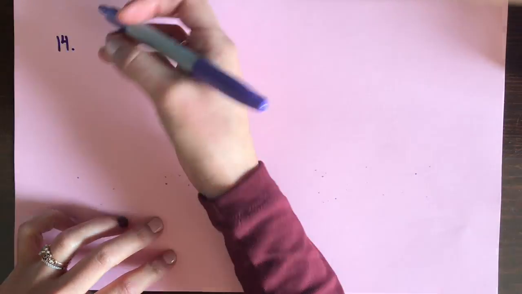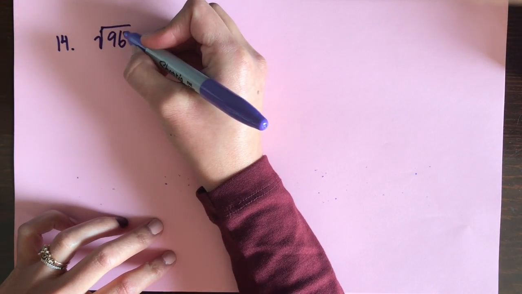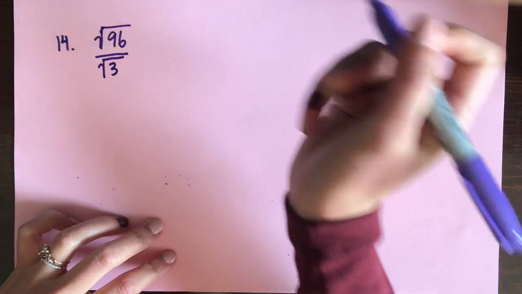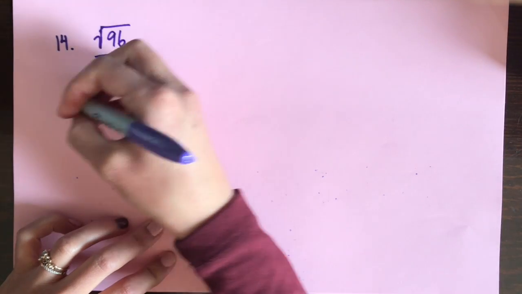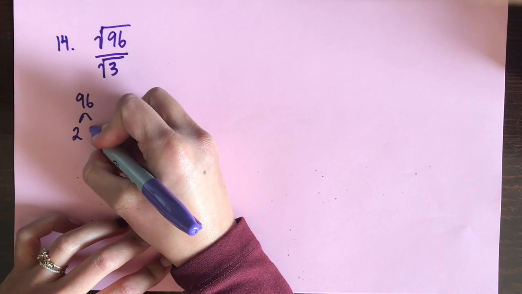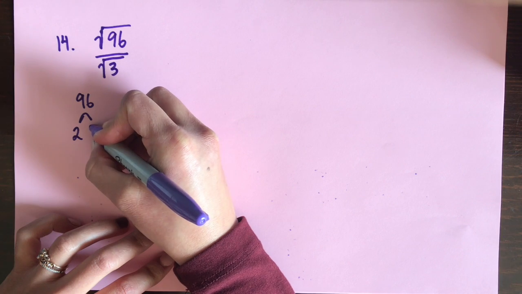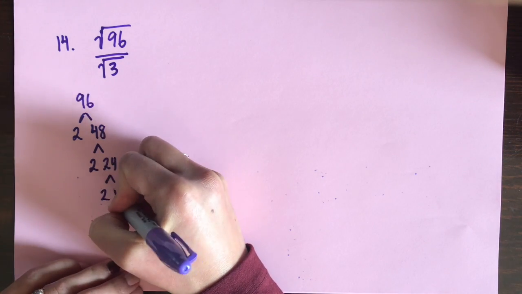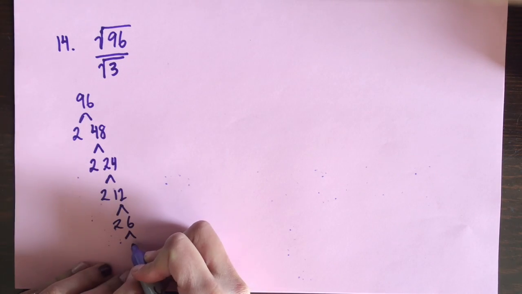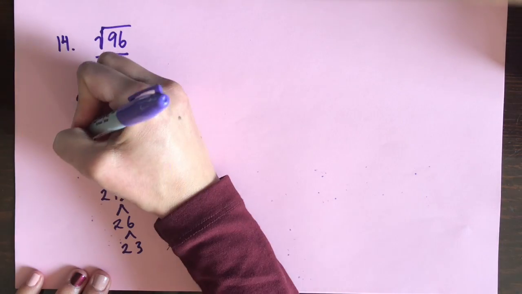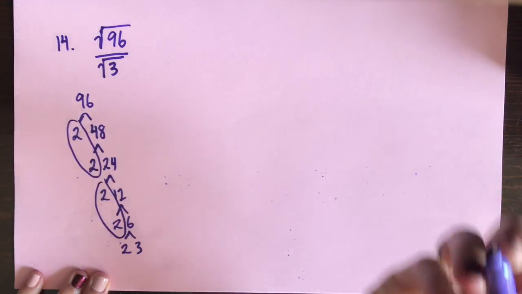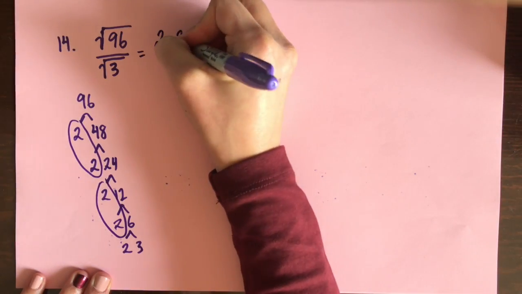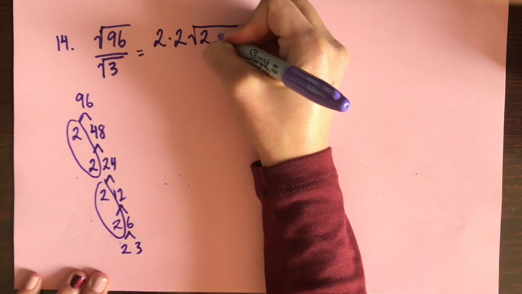Continue on with another example. If we have a radical with 96 on the inside and that's over radical 3, I might have started out as 96 over 3 with the radical on the outside. Anyway, we're going to have 96 split up into 2 and 48, 2 and 24, 2 and 12, 2 and 6, 2 and 3. So I have a bunch of pairs of 2s. There are 2 pairs of 2s.